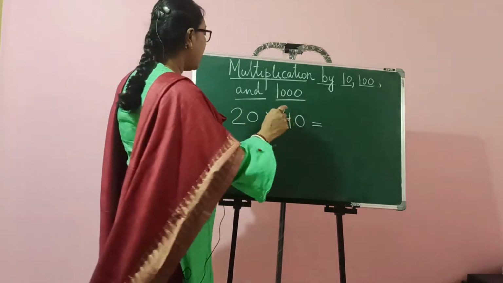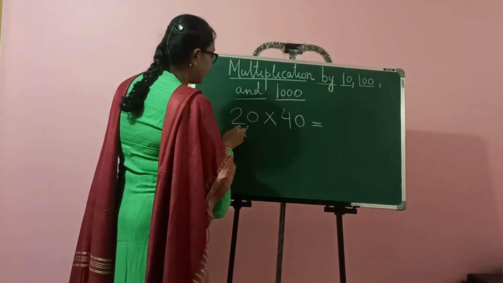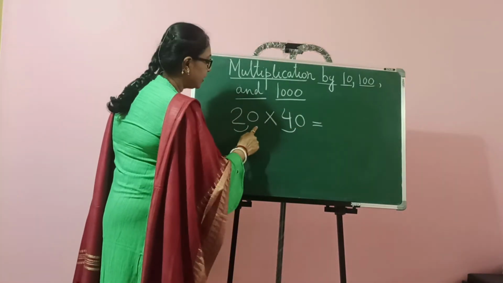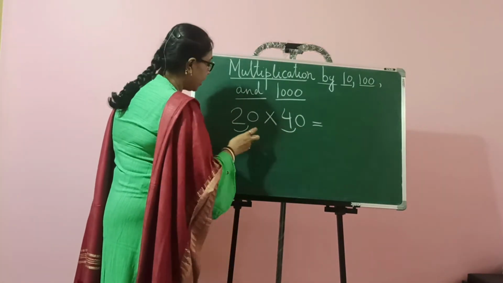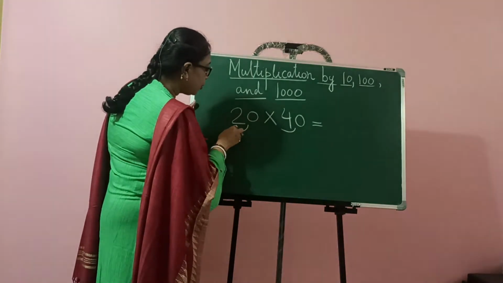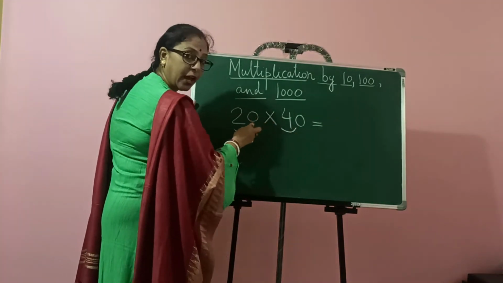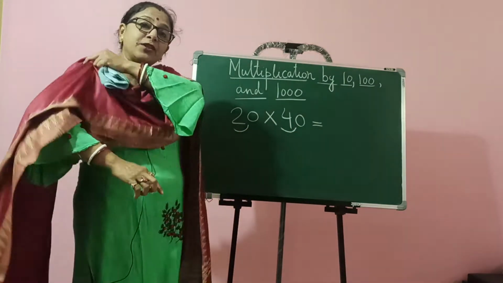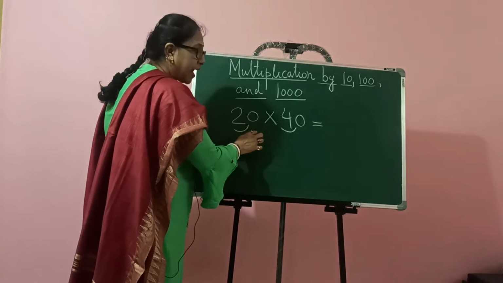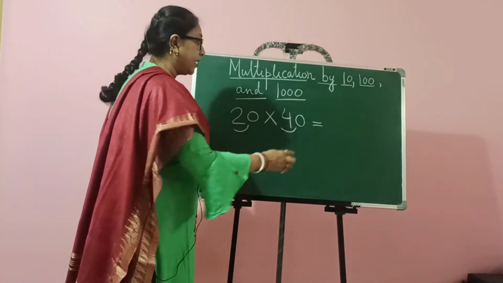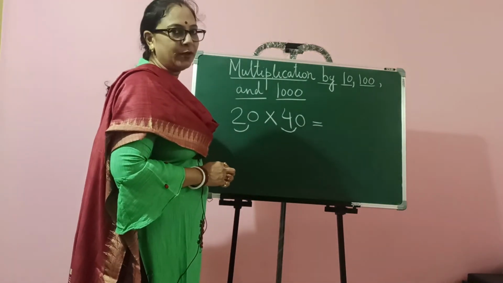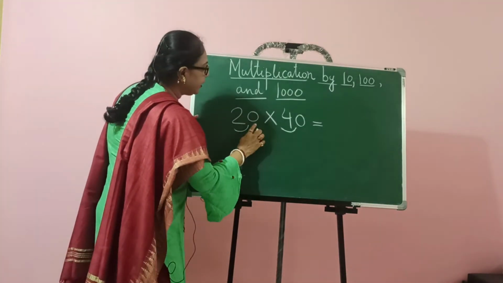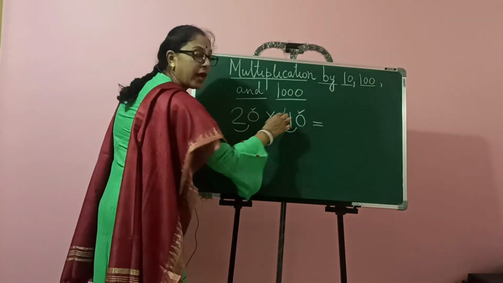See how? First we multiply the factors without considering the zeros. Here we have 2 and here we have 4. There are 2 zeros on both the factors. Here 20 is a factor, 40 is also a factor. The answer that we are going to get will be the product. So the two factors, if you watch carefully, have 0 at the end.